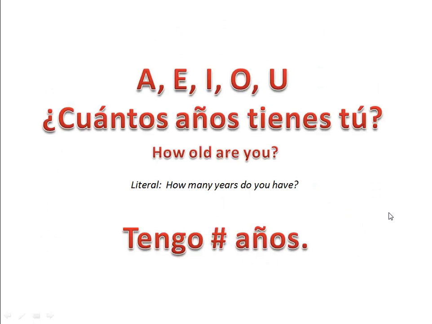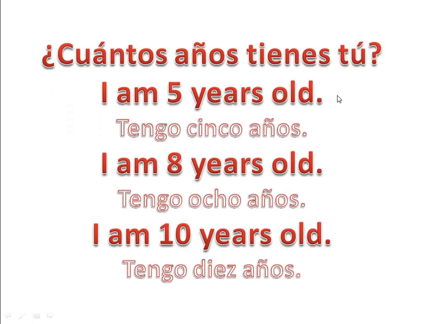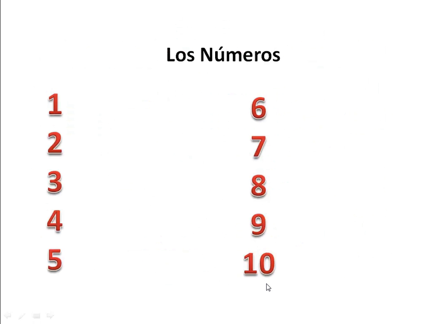Back to our rhyme. A, E, I, O, U. ¿Cuántos años tienes tú? To respond and say I am however old, you're going to use tengo and then a number and then años. So if you're 5 years old and you want to express, I'm 5 years old, you'll say, tengo 5 años, right? Cinco is the word for 5. I am 8 years old. Tengo 8 años. I am 10 years old. Tengo 10 años.